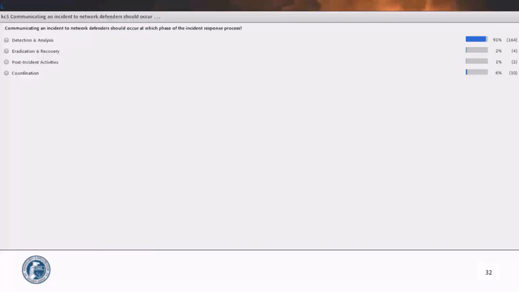So detection and analysis is the correct answer. Now remember we said that an incident begins with the declaration of the incident, which is part of the detection and analysis phase of the incident response lifecycle. Now, the other phases we said were iterative and may continuously occur or evolve over the course of an incident.